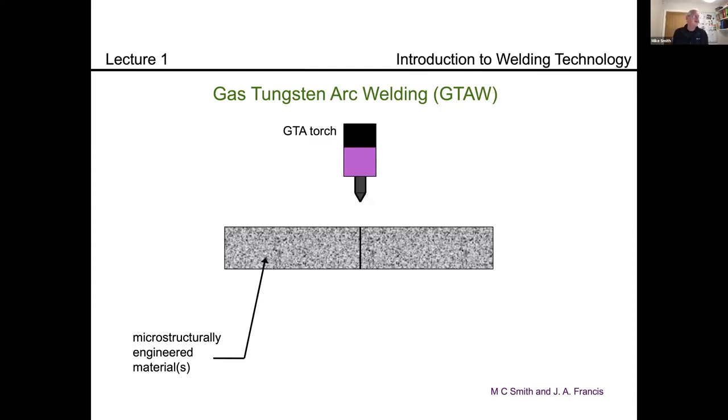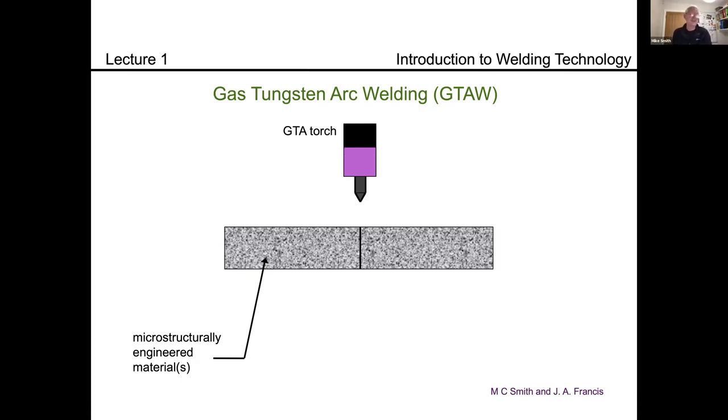And here's another look at how gas tungsten arc welding works. Now, what you can see there is two plates that I'm going to butt weld together. You can see a black line where I'm going to weld them. And you notice the little sign saying this is a microstructurally engineered material. So someone's gone to a lot of trouble through alloy design, casting technology, potentially even how they formed it to get a nice microstructure in this to get optimal mechanical properties.